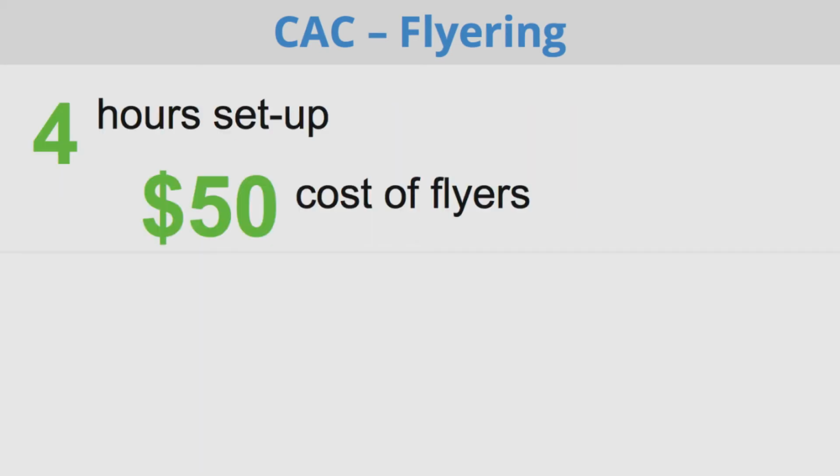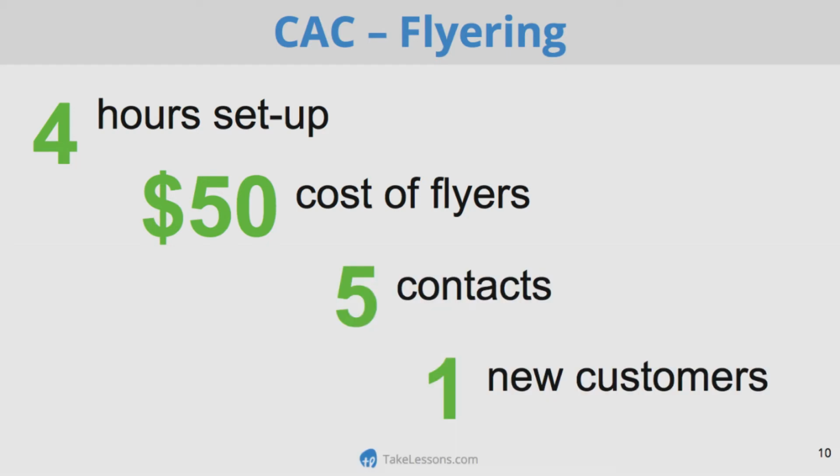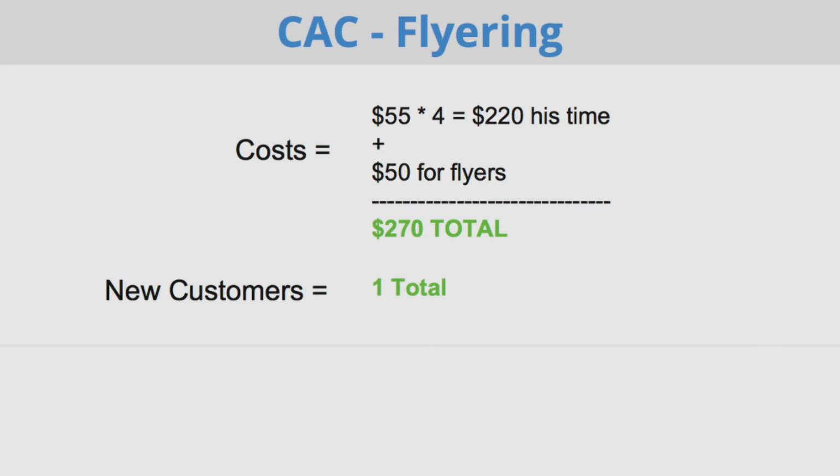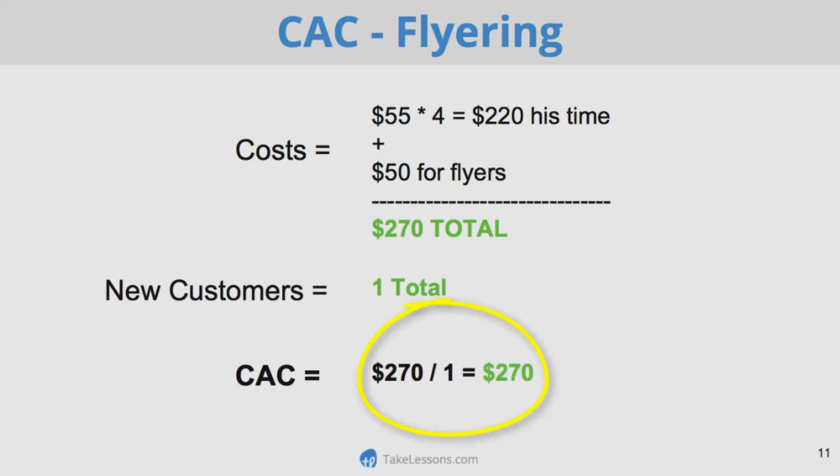Let's use the same time frame as Facebook ads, just so it's easy to calculate. So after 2 months, flyering yielded him 5 contacts and 1 new guitar student. Overall, he landed 1 new student and his costs were $270. So what is his CAC? That's right, $270.